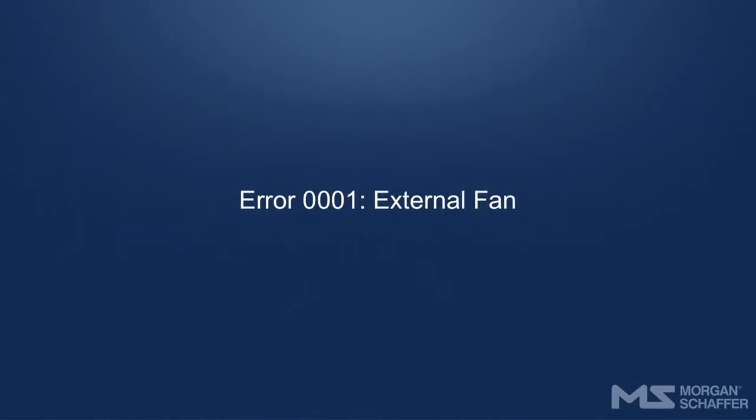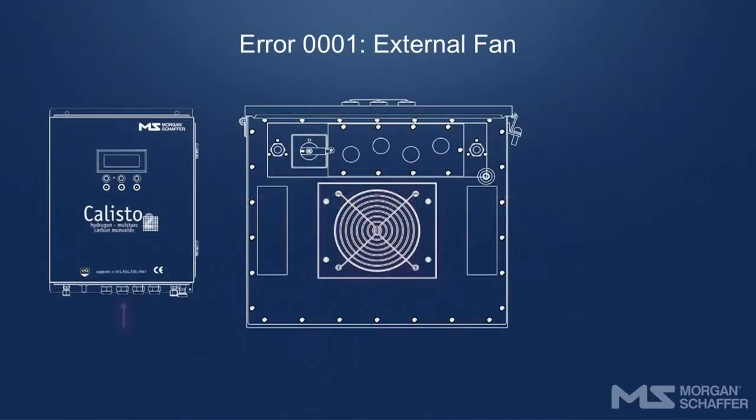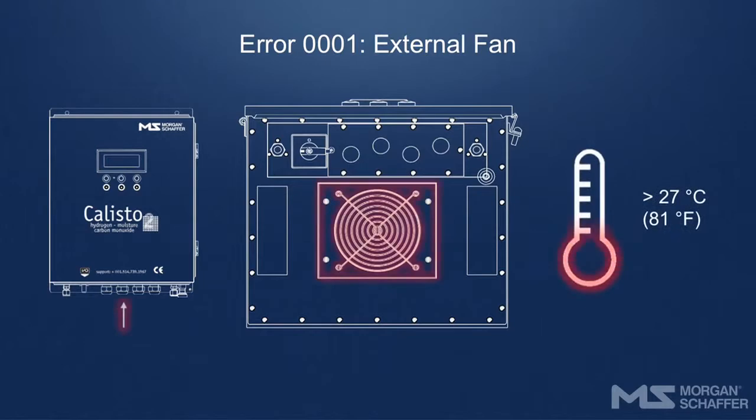Error 0001. External fan. This error occurs when the temperature of the heatsink exceeds 27 degrees Celsius or 81 degrees Fahrenheit, and the external fan is not working. In such cases, the fan is either disconnected or has stopped working. Verify that the fan is truly not working. If it is running, its tachometer is defective or not connected properly.